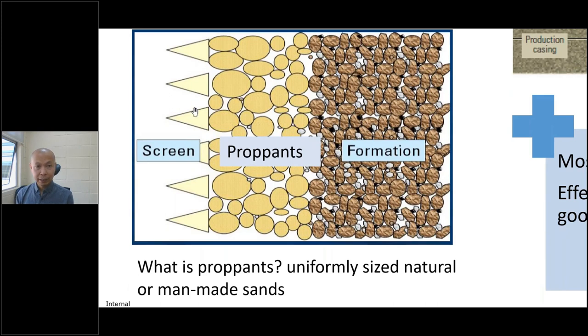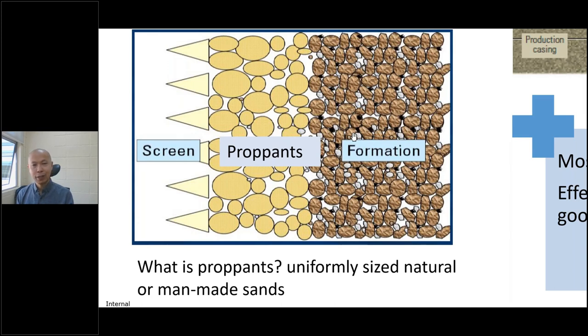The screen is meant to stop propane from flowing. It's meant to stop propane, not formation sand. This is the formation sand, this is the propane. The screen is meant to stop propane from flowing, and propane is meant to stop formation sand from being produced. So the reason why I say this, by right, our screen is not supposed to be exposed to the formation sand.